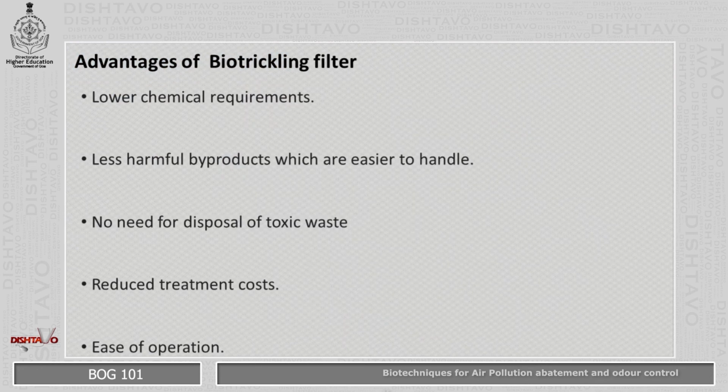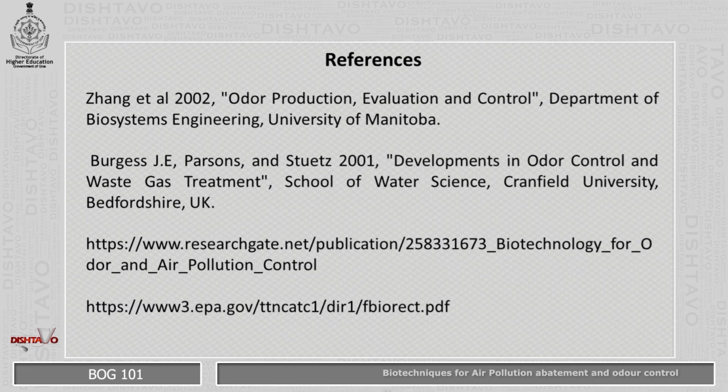Coming to the advantages of biotrickling filter, they have lower chemical requirements, and they are less harmful. Basically, they give out less harmful products which are easier to handle. There is no need for disposal of toxic waste, and it has reduced treatment cost, and ease of operation. These are the references for these modules.